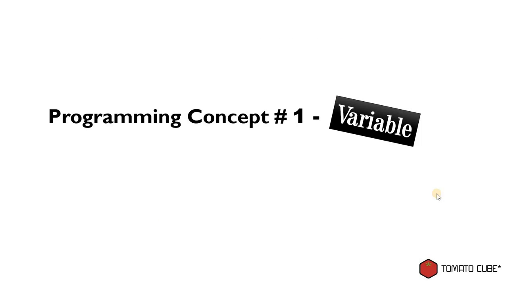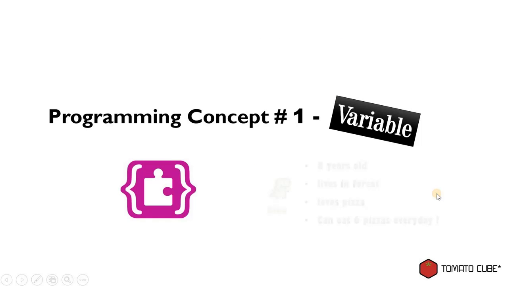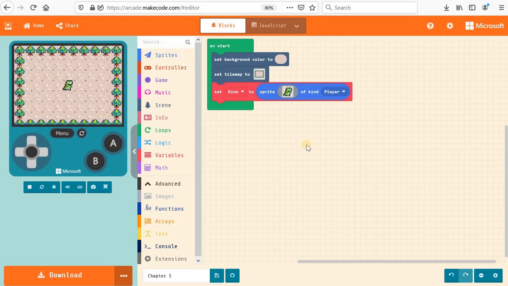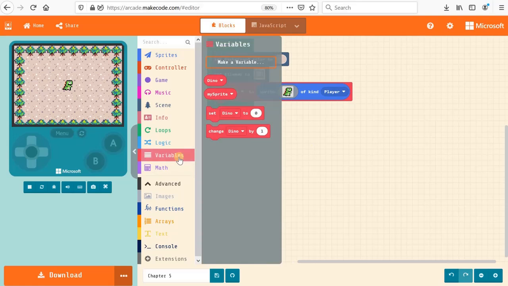Now, how do we create variables in MakeCode Arcade? Let's create the same information that we showed earlier on, the 4 pieces of information or the 4 variables about Dino. Let me switch over to MakeCode Arcade. So over here in my workspace, I have created a sprite with a background and a tile map. The next thing that we need to do is to create the 4 variables. To create the variables, we go to the variables drawer and select make a variable.